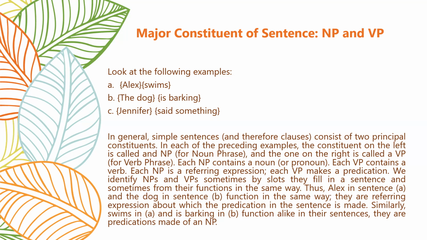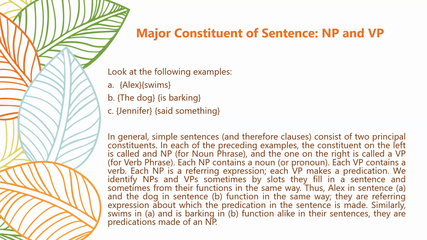All right, so each NP is a referring expression. NP or noun phrase is a referring expression. Each verb phrase makes a prediction. So we refer to Alex. What does he do? He swims. So you can see that is a prediction. That is predicate. What is it doing, or what is it going to do? So it talks about it. Okay, that is a prediction or predicate.